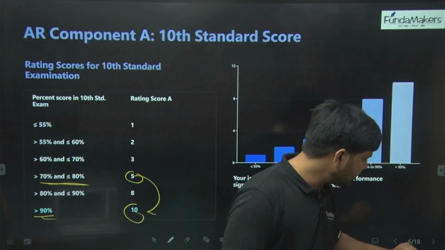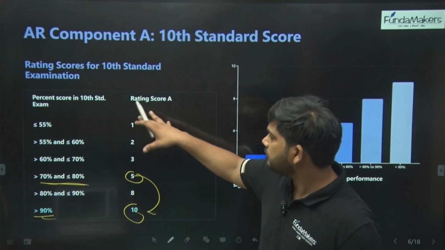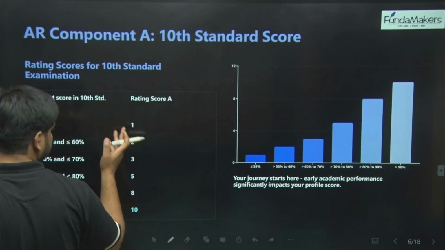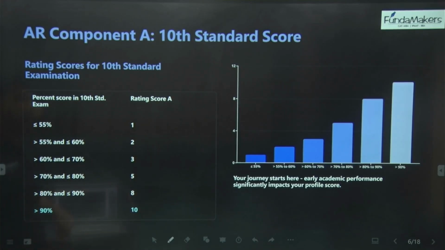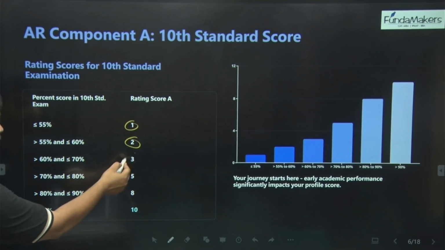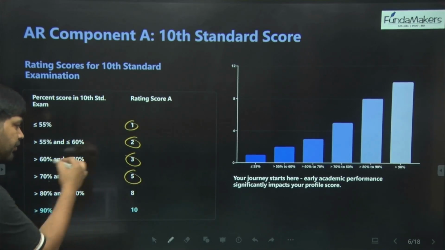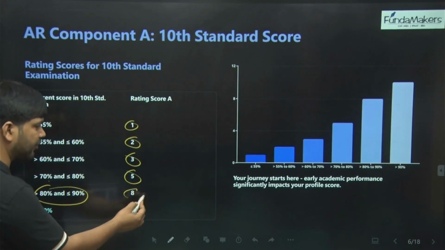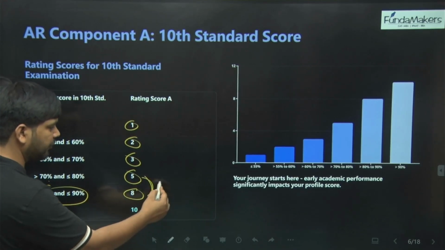Now, in 10th, there are different things, right? I want to show you something which is very interesting, which I was just talking to my team. Less than 55% in 10th, 1 point. That's okay. 55 to 60, you have 2 points. 60 to 70, you have 3 points. 70 to 80% marks, you have 5 points. And the moment you get to 80 and 90, you get 8. So there's a huge shift of 3 points.